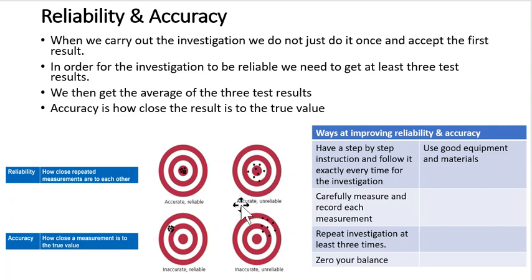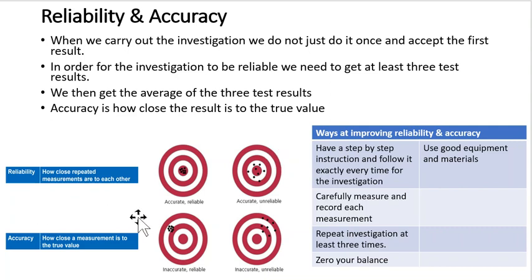That indicates that although it's fairly accurate in relation to the true temperature, it's actually unreliable because all of the results are very different from each other. So it indicates that the procedure wasn't carried out exactly, the steps were not followed exactly, and there's some kind of difference between how the experiment was carried out each time.